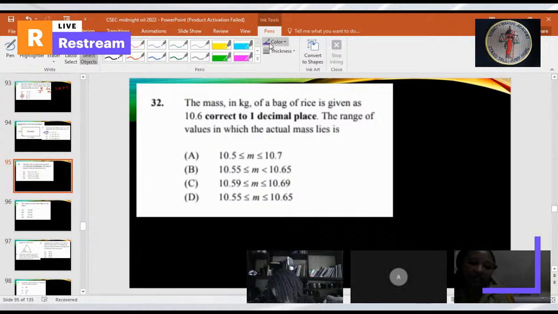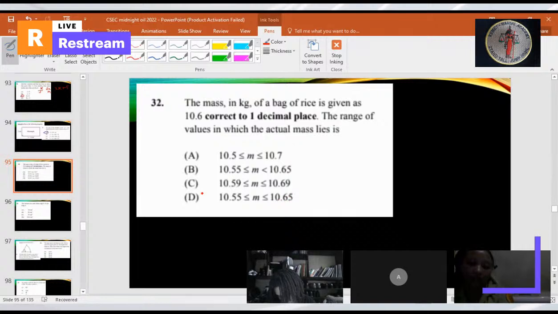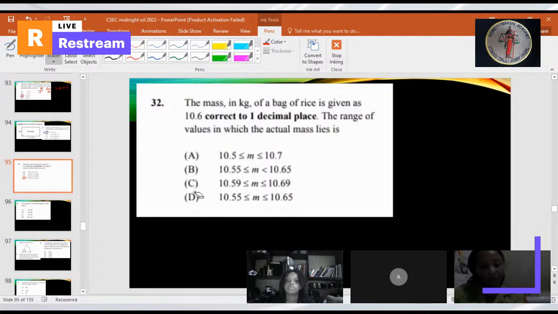Less than or equal to. Correct. Actually, I think it's the other one. Look at it. Yeah, it's the other one, because to round it to 10.6, if it was equal to 10.65, it would round to 10.7. You see that? If we're rounding to one decimal place and it's equal to this, so it will be B.